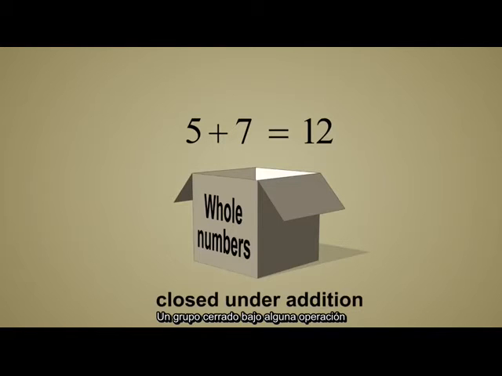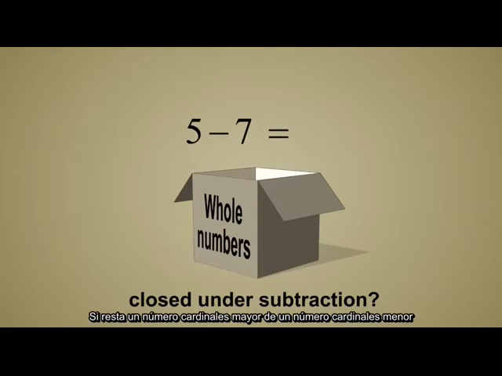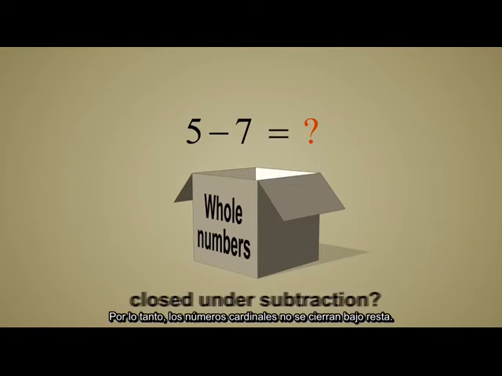A group being closed under some operation means that the operation will always create a result which is also a member of that same group. But are the whole numbers closed under subtraction? If you subtract a larger whole number from a smaller whole number, there is no whole number which can represent the result. This is because we would need a negative number to represent the result, and whole numbers do not include negative numbers. Therefore, the whole numbers are not closed under subtraction.